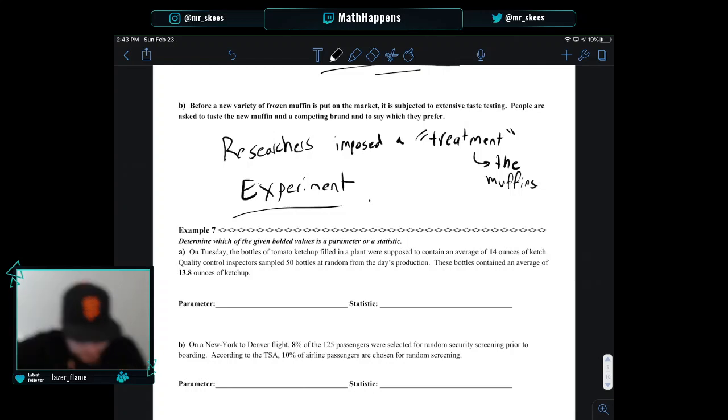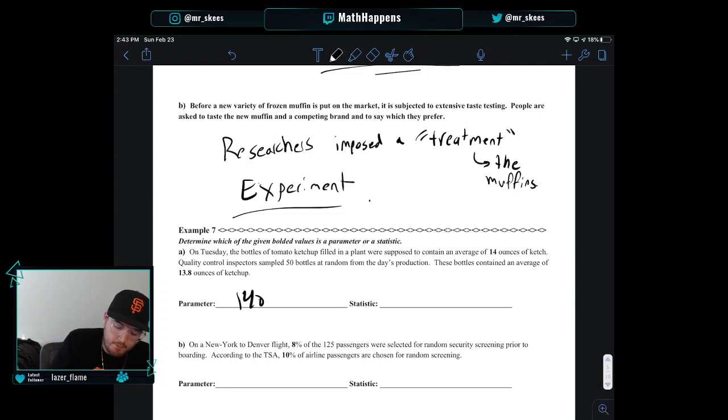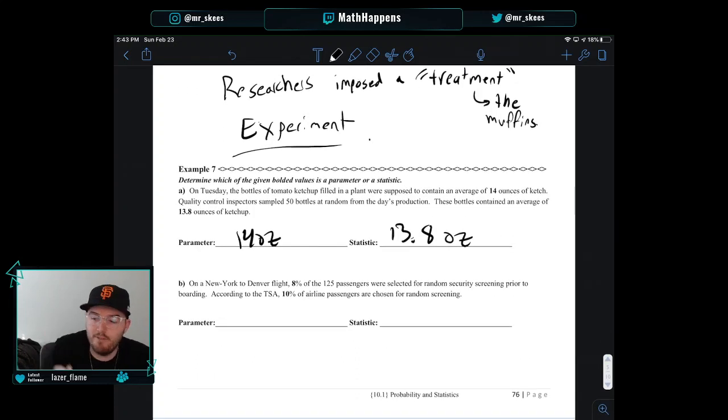The bottles of tomato ketchup filled in a plant were supposed to contain an average of 14 ounces of ketchup. Quality control inspectors sampled 50 bottles at random from the day's production. These bottles contain an average of 13.8 ounces. So which one is the parameter and which one is the statistic? We wanted all of the bottles to have 14 ounces, but when we sampled 50, they only had 13.8. So the 13.8 was specifically about the bottles that we tested, while 14 was the goal.